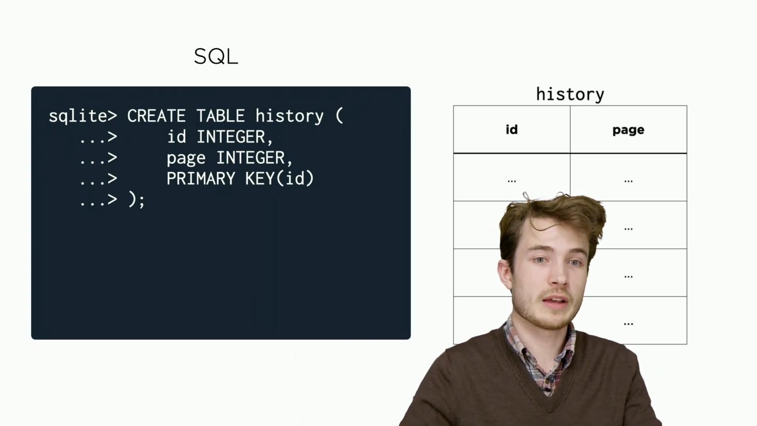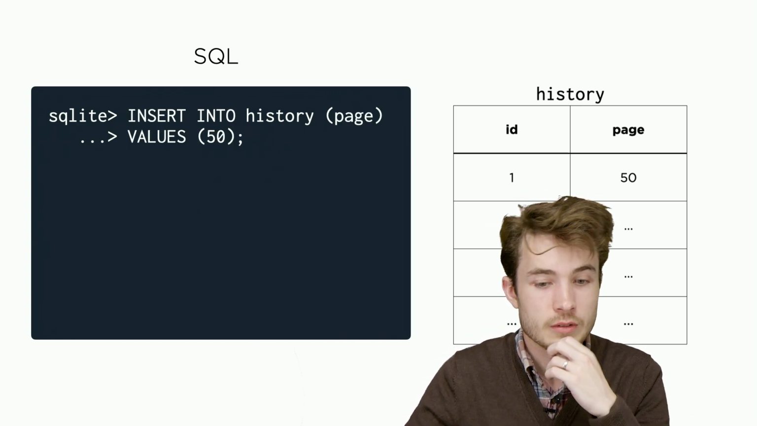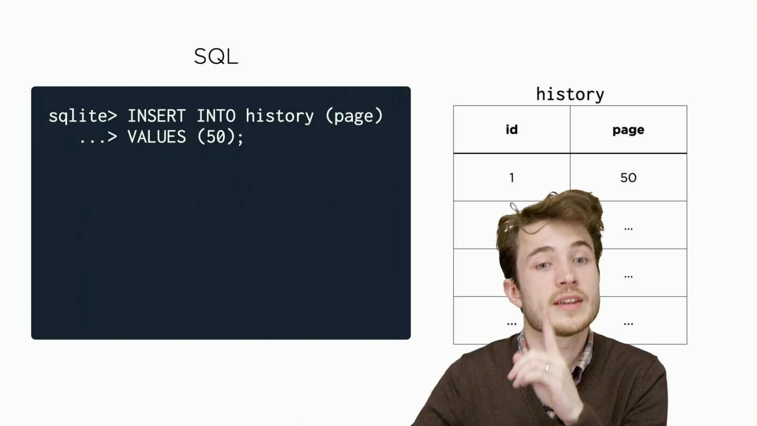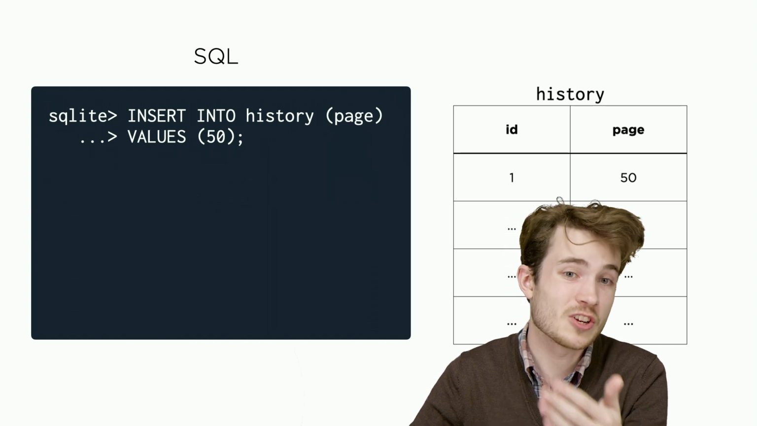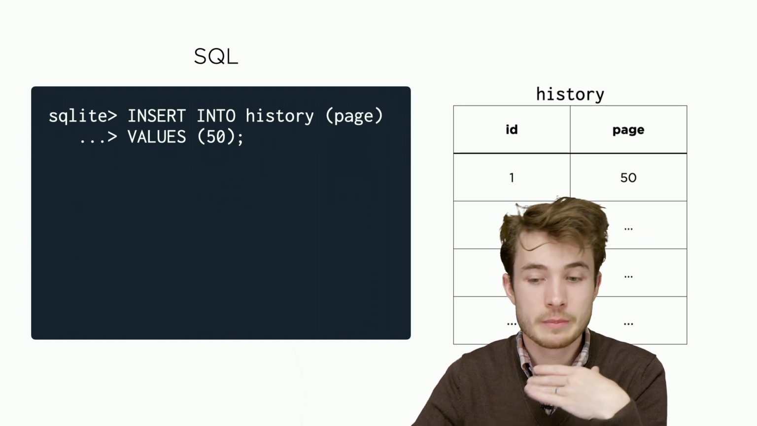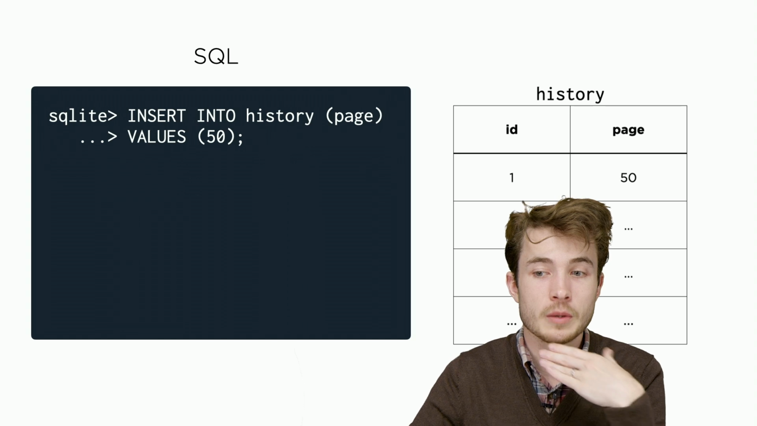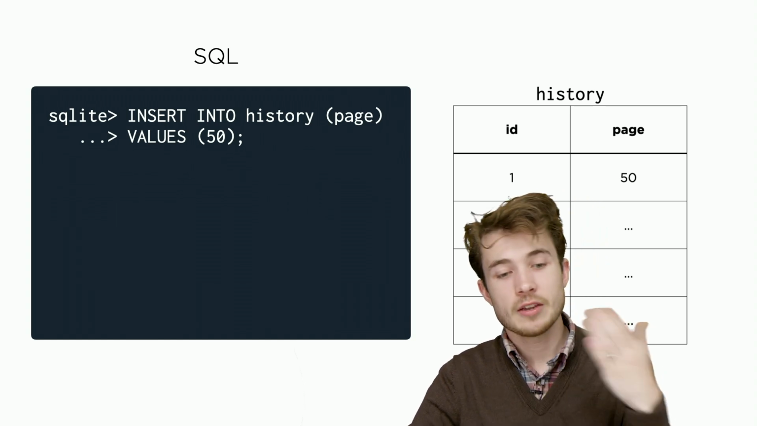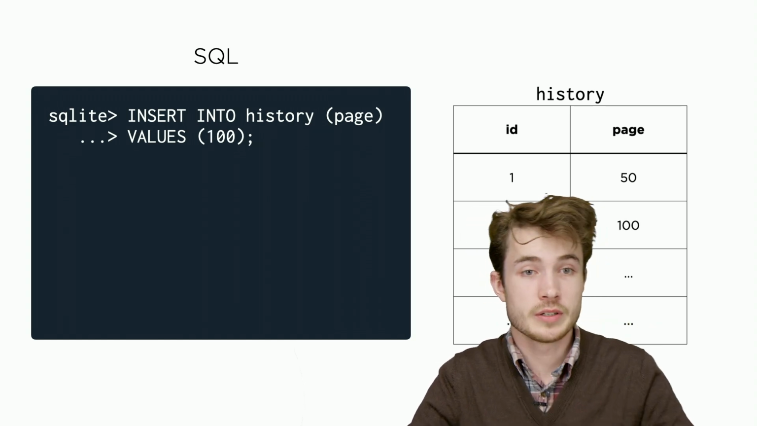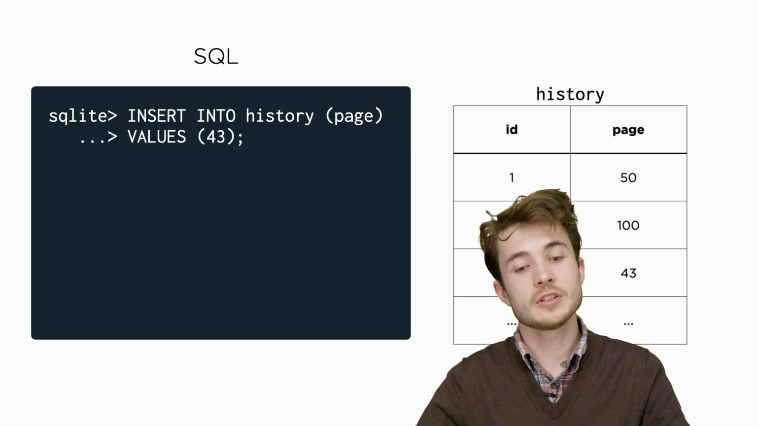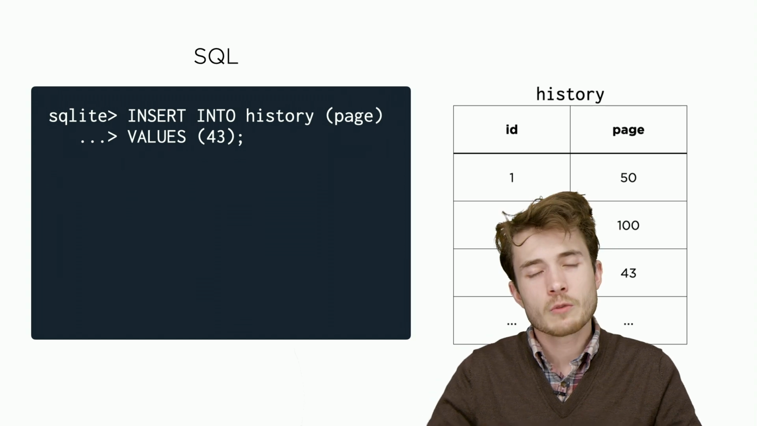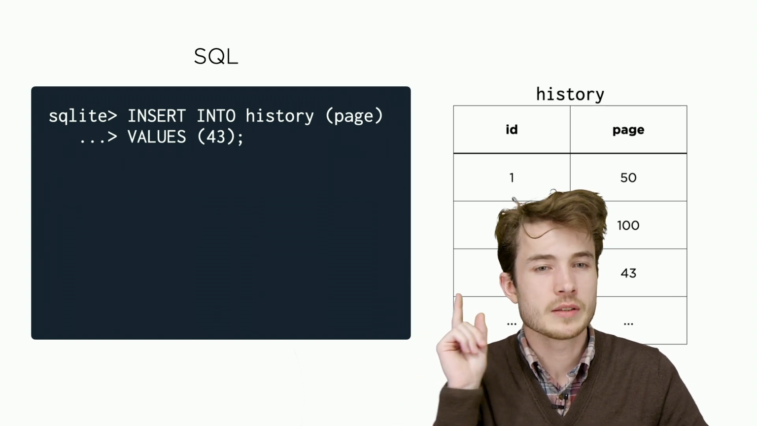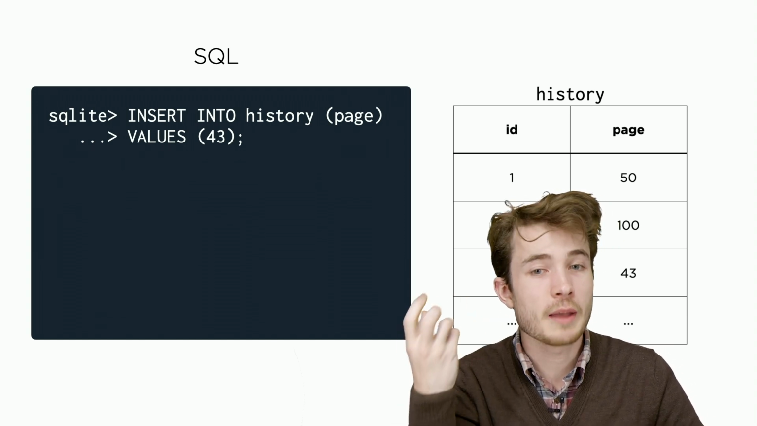I could run this SQL command called insert into. And the way this works is we type the name of the table, so history, and the columns we want to insert into, so page in this case. So I'll insert page 50 into my table. Then I might say, OK, let's insert 100 into my table. And let's insert 43 into my table as I go through and make these queries. But right now, this is all happening in the SQLite terminal and not in my Python program.